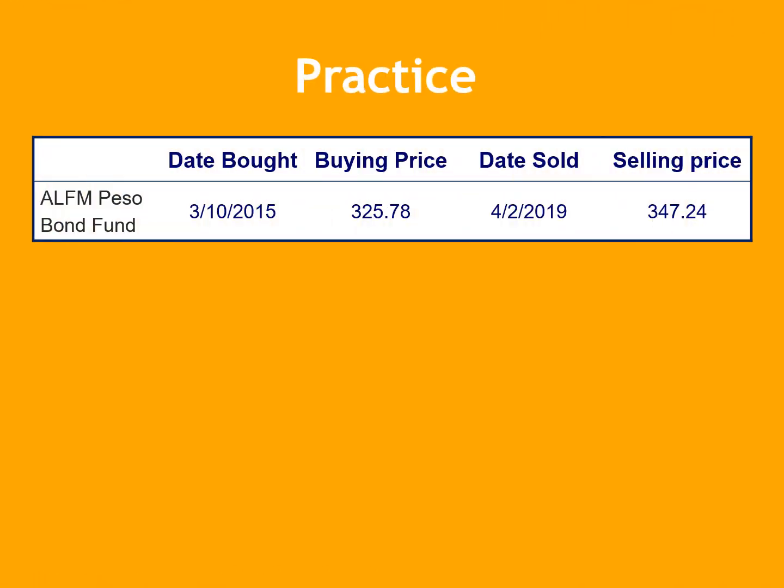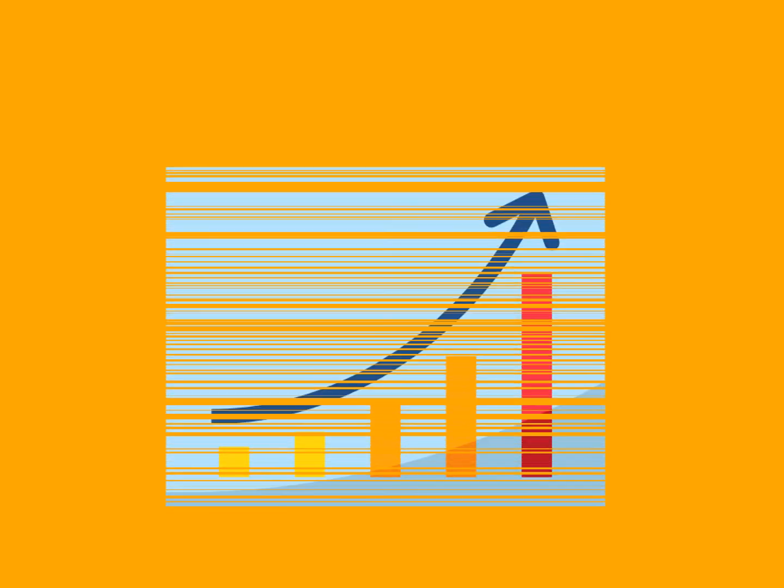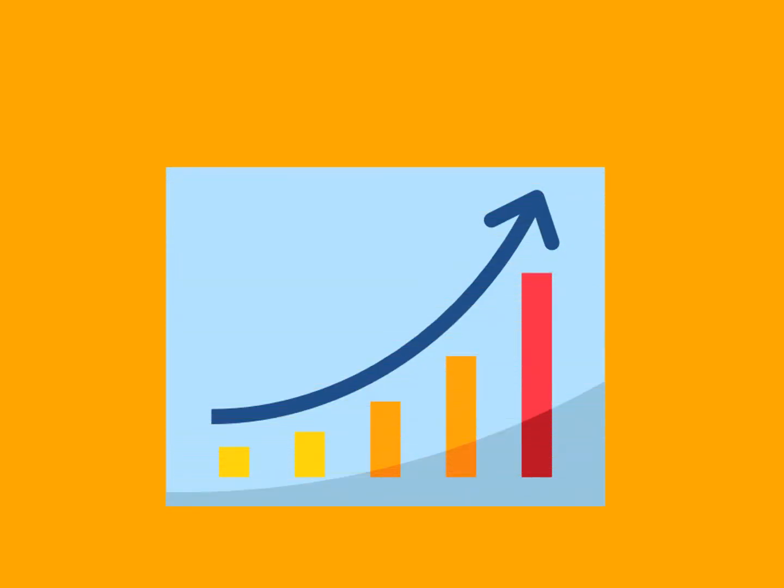Now do the same for Michelle's mutual fund. You should be able to get 1.6%. Michelle's actual returns are lower, but she is not discouraged. In the end, she still had gains. Michelle knows that she can still adjust her investments to meet her goals.